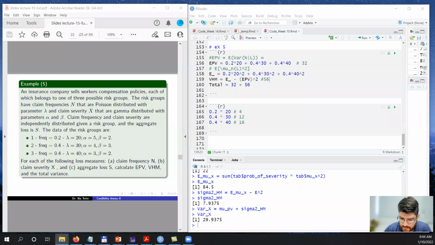Okay, so we are continuing with what we ended last lecture. Last lecture we were talking about Bühlmann credibility, and we finally finished with the prerequisites to that. So we are ready now for solving this task, example 5. This one is quite comprehensive. It involves three calculations: with claim frequency, with claim severity, and with aggregate loss.